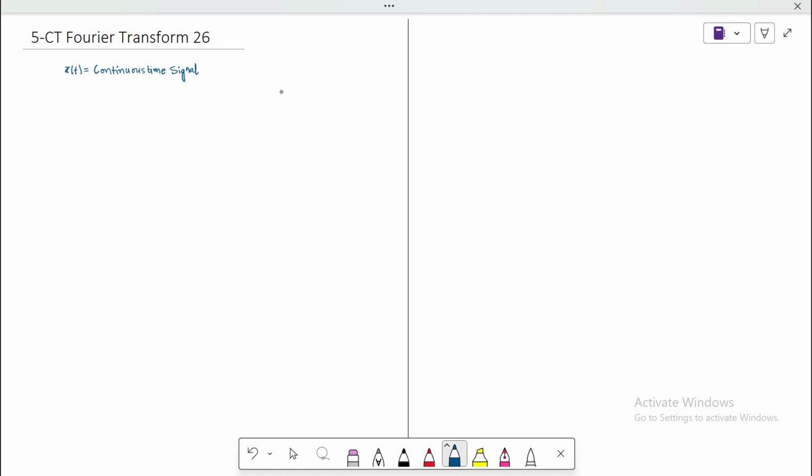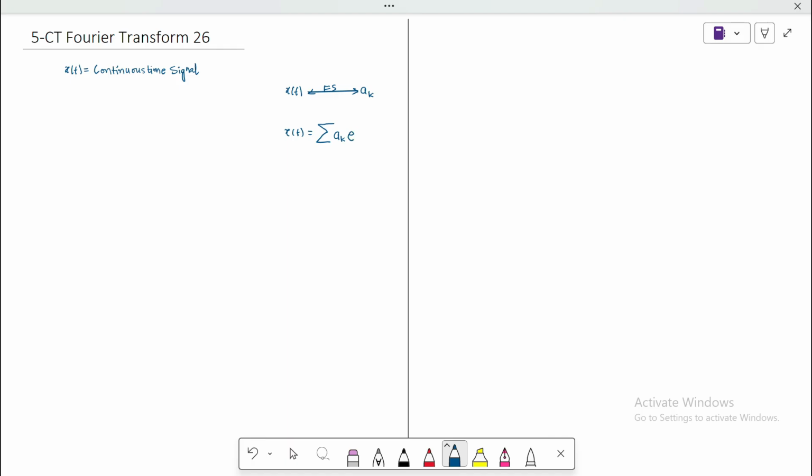for the Fourier series. We know that for the continuous time Fourier series, the signal in time domain is denoted by x of t. So this is the Fourier series coefficient. This is the signal in the frequency domain. Any periodic signal can be represented in terms of complex exponential signals, that is called Fourier series. You know very well. So here I'm writing.